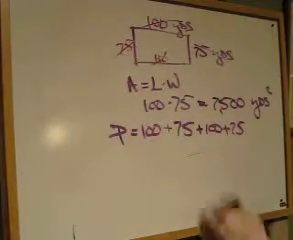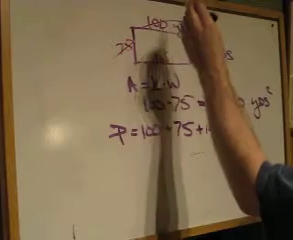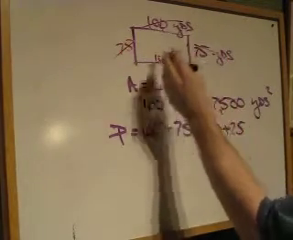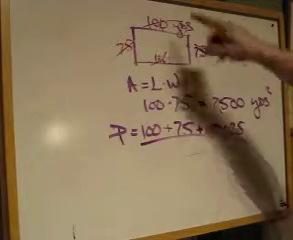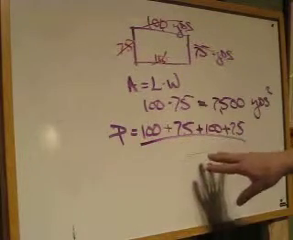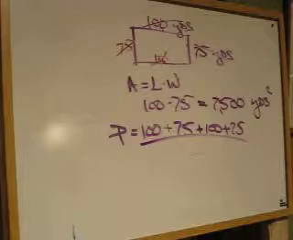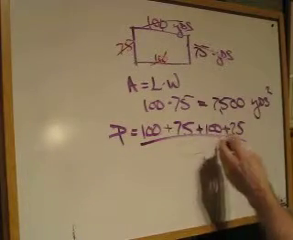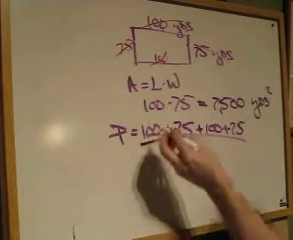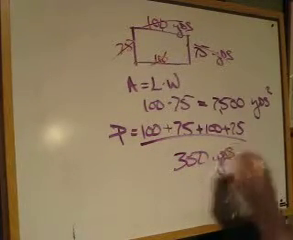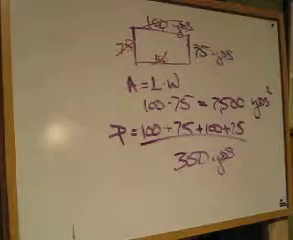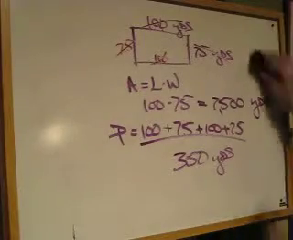So again, if you remember, to find perimeter, you find the number of sides, and that's how many numbers you should have that you're adding up here. If you've got more or less than the number of sides, then you've got something goofy here. So 100 plus 75 plus 100 plus 75 is 350. And it would only be yards. There's no square in there because we didn't multiply.